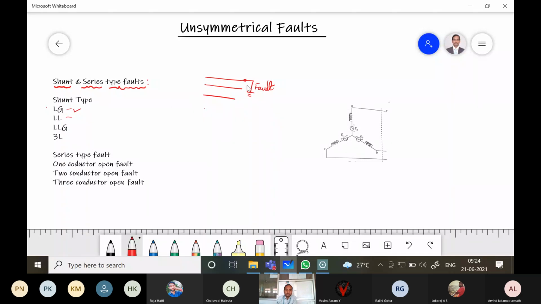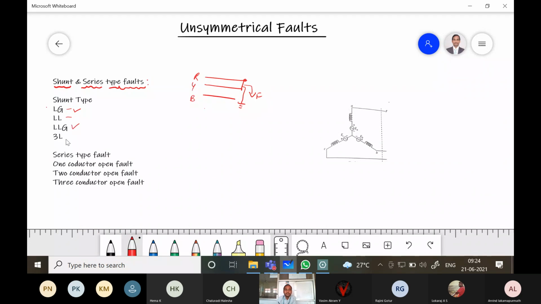So what is an LL fault? LL fault means two lines are joined together, and the fault occurs. This fault is called a line to line fault, where a line to line short circuit occurs. The third one is the double line to ground fault, where two lines are shorted along with the ground. That is called a double line to ground fault.